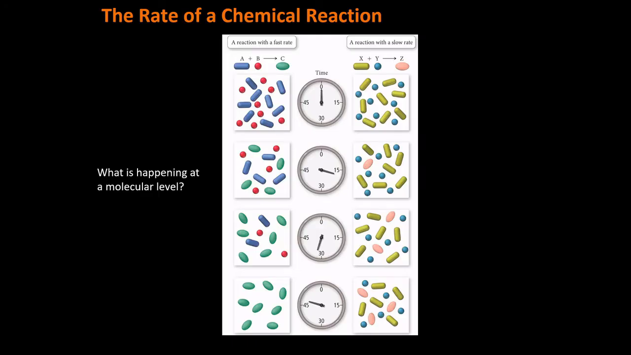Okay, so at the molecular level, what's happening here is that you're starting with reactant molecules, and as time goes by, you're converting those into products. Again, up to this point, we've always really just assumed that you had reactants, and then the reaction occurs, and you have products. But in reality, this process takes time. It's not an instantaneous thing.